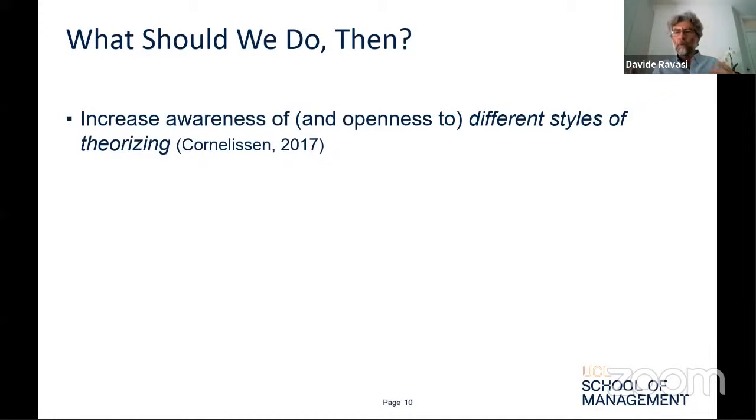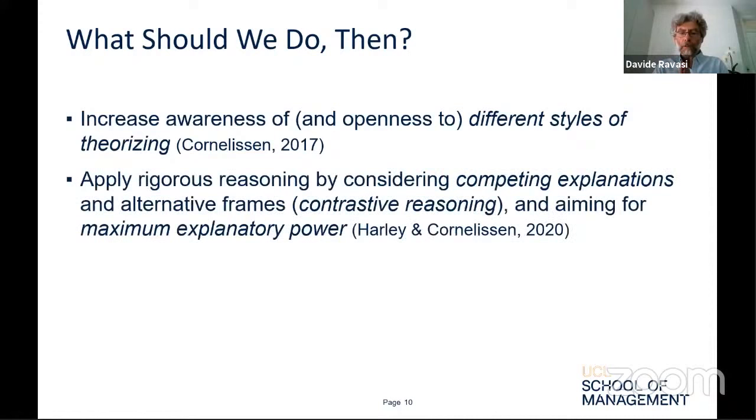It's not just what he calls a factor analytic, process model, linear kind of theorizing. In a recent article, Bill Harley and Cornelison suggested very interesting approaches to reasoning that should help us not fall into formulaic applications, but consider competing explanations, consider alternative frames to explain what happened, but also what didn't happen and what could have happened, and try to select the explanation that seems to better explain the empirical observations I have. So engaging more consciously with the qualitative data that I have.